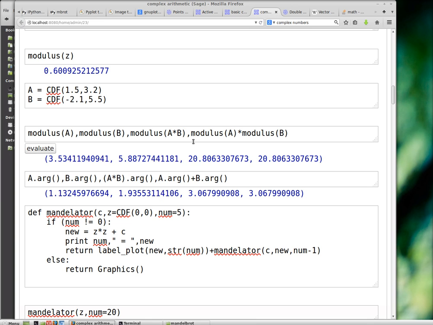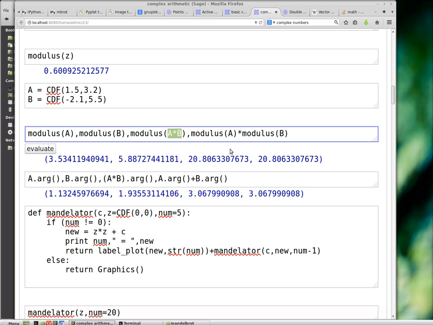So what happens when you take a product of two complex numbers is that the length, the distance from the origin, changes in the following way. It becomes the product of the distance from the origin of the original two numbers.